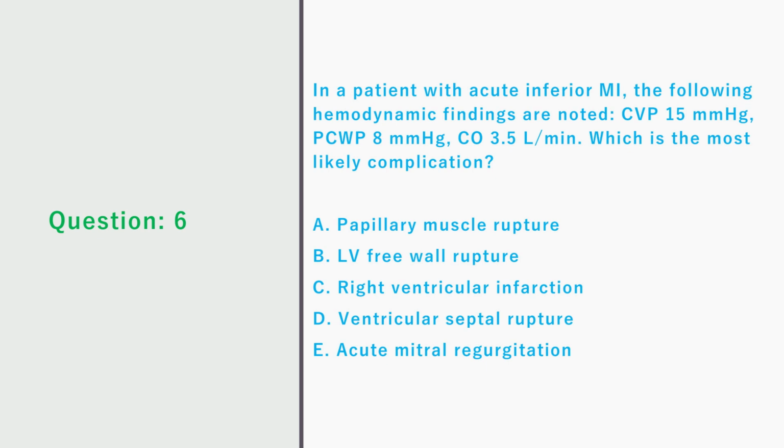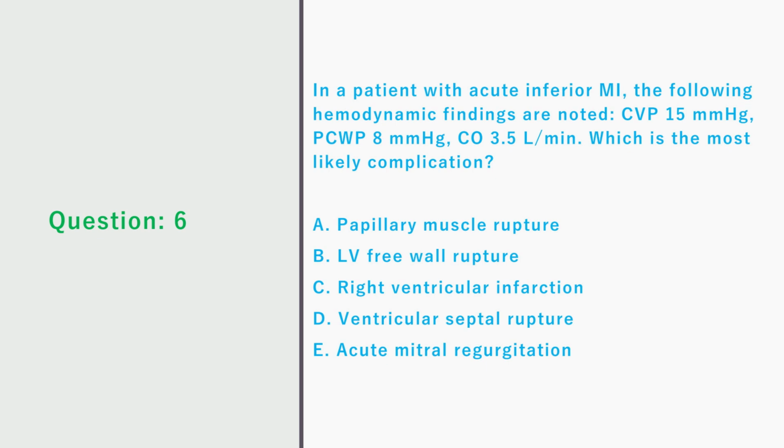Question 6. In a patient with acute inferior MI, the following hemodynamic findings are noted: CVP 15 mm of mercury, PCWP 8 mm of mercury, cardiac output 3.5 liters per minute. Which is the most likely complication?